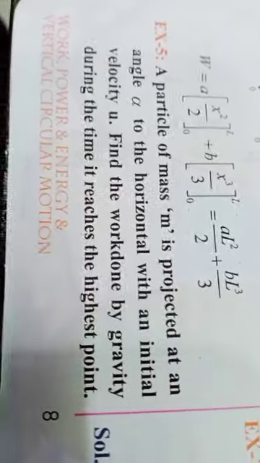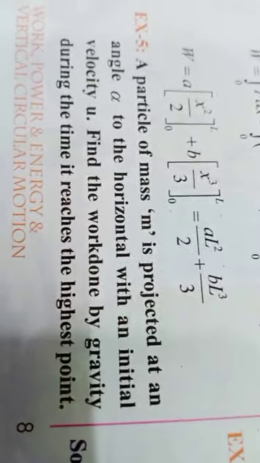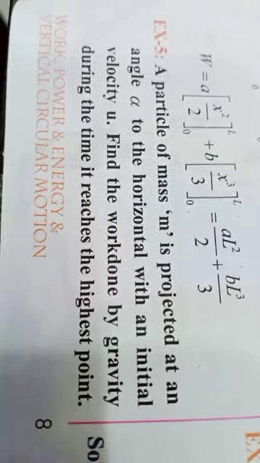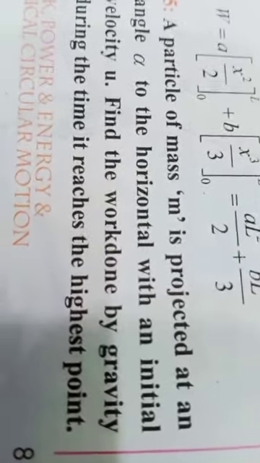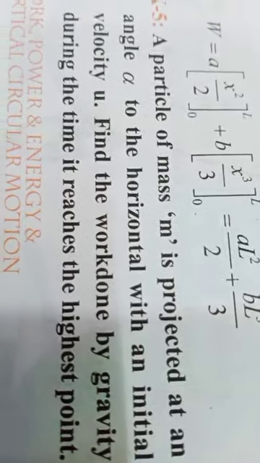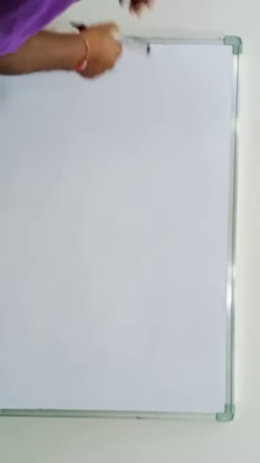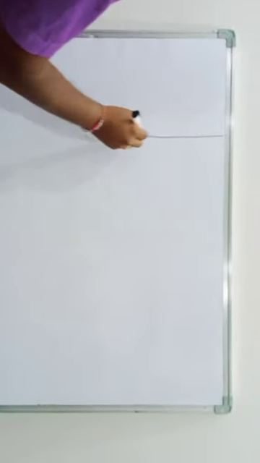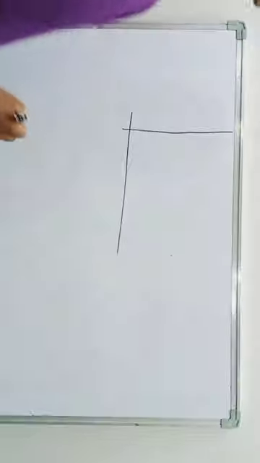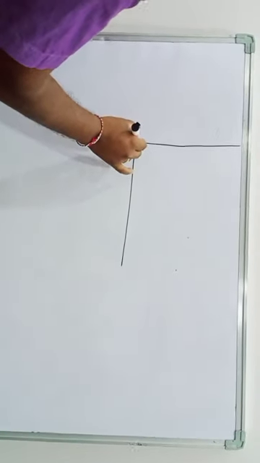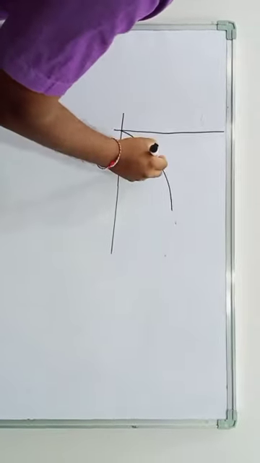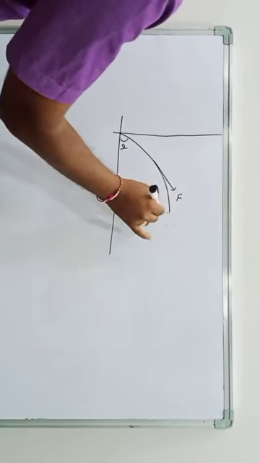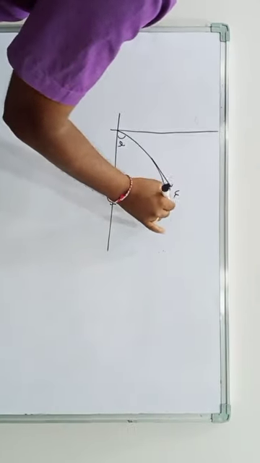A particle of mass m is projected at an angle alpha to the horizontal with the initial velocity u. Find the work done by gravity during the time it reaches the highest point. The particle of mass m is projected with an initial velocity u at an angle alpha with the horizontal, and it reaches the highest point.